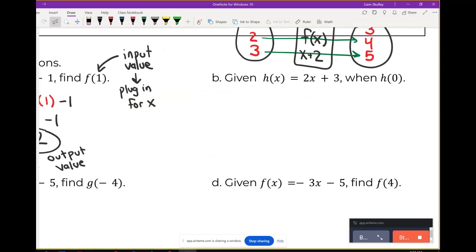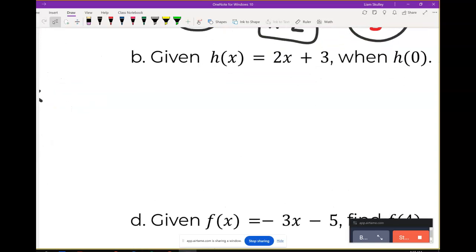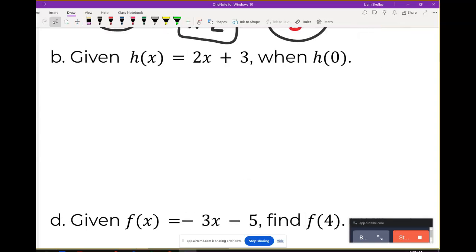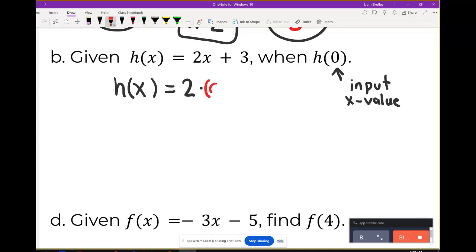So looking at example B, like I said, we can have different letters. This is the function h. So h of x is equal to 2x plus 3. We're going to find what our output is when our input is 0. So again, think, you're replacing the x value with a 0. So we would keep h of x is equal to, it's 2 times x, so that's 2 times 0 plus 3.